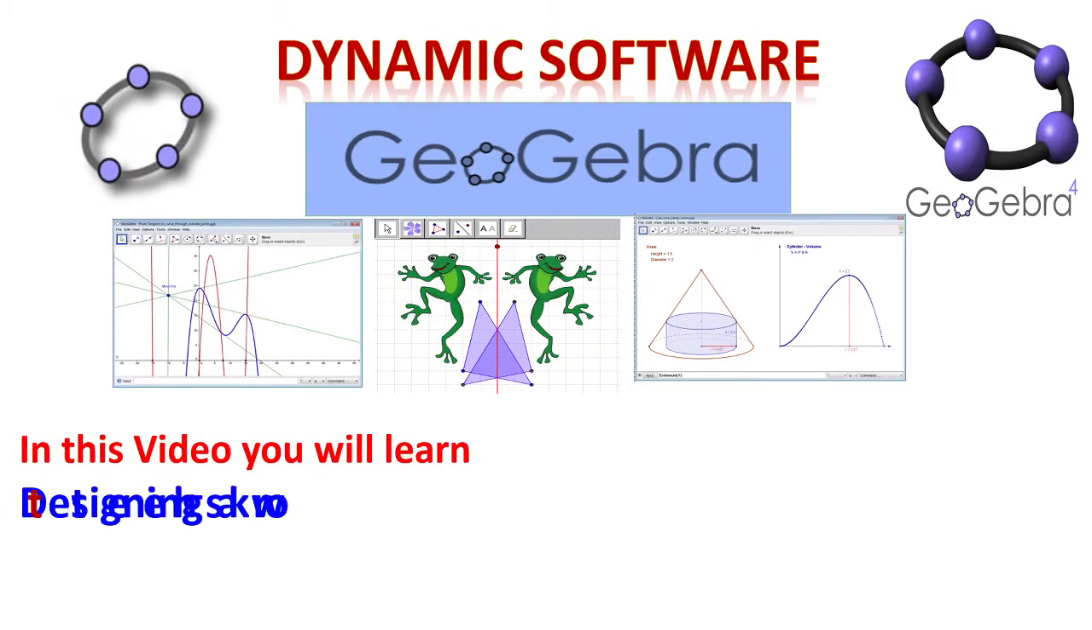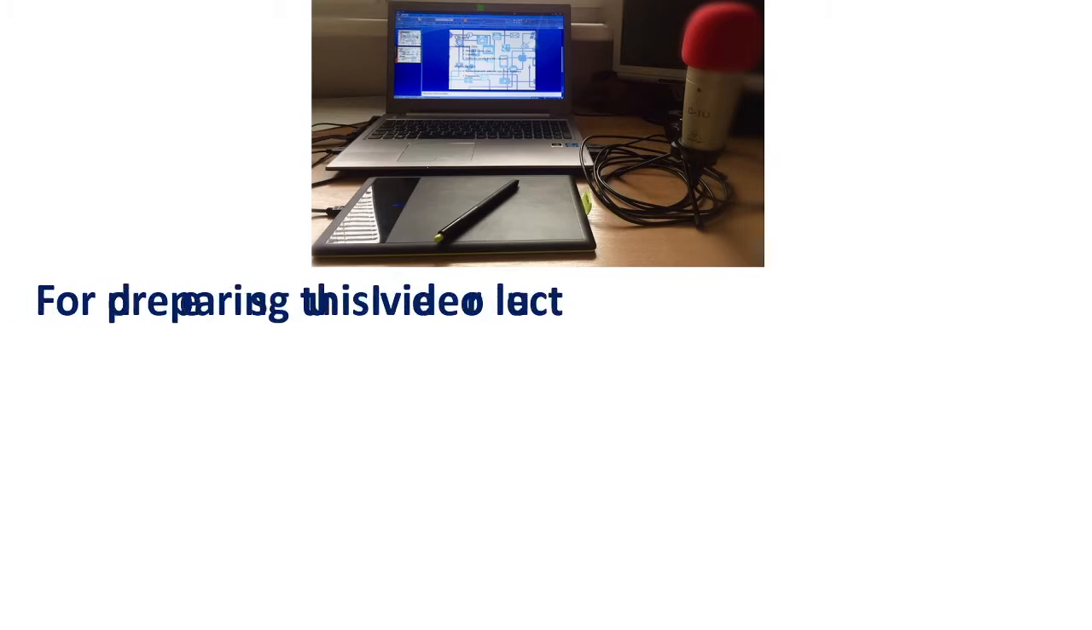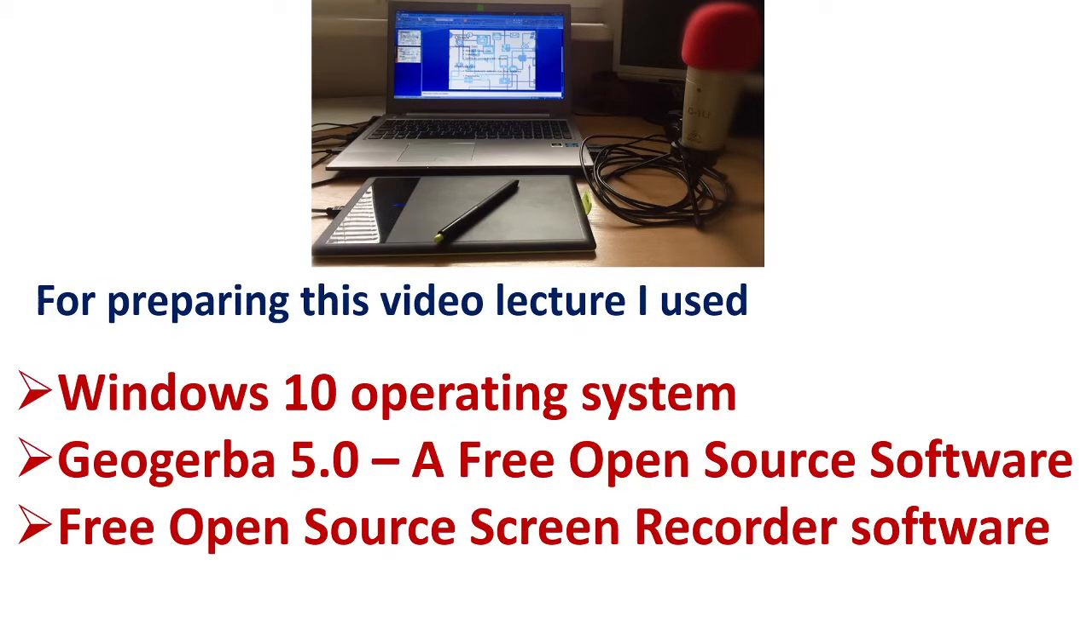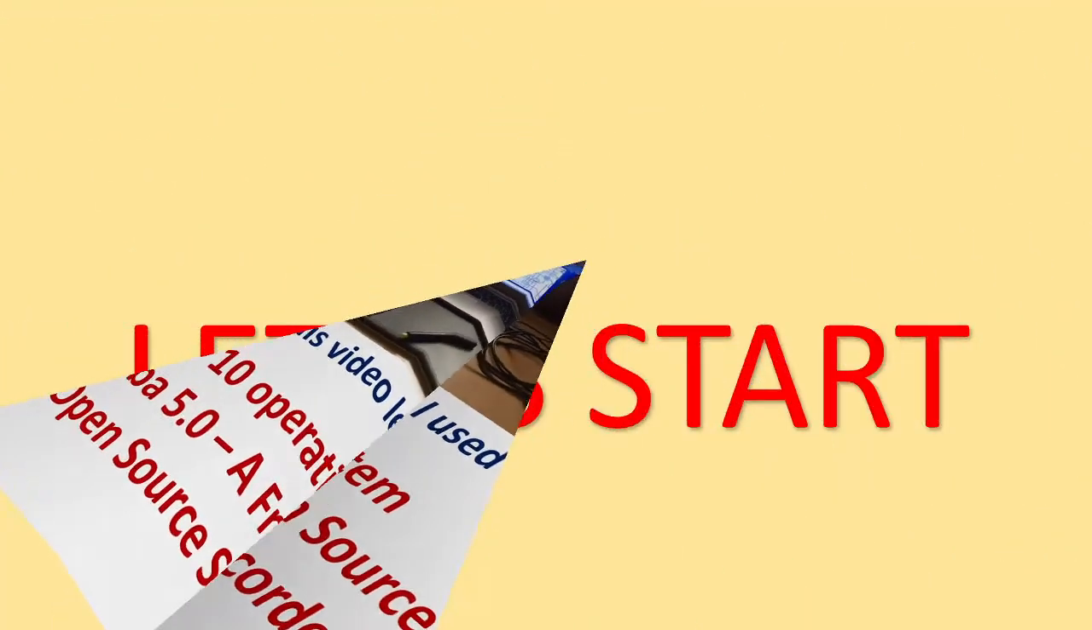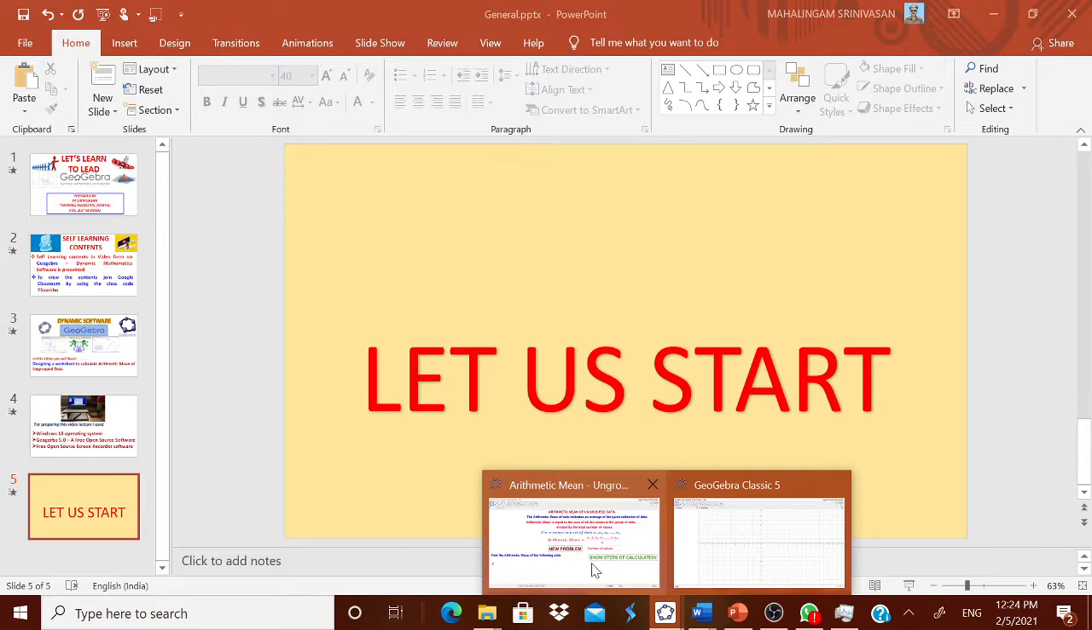In this video, you will learn designing a worksheet to calculate arithmetic mean of ungrouped data. For preparing this video lecture, I used Windows 10 operating system, a licensed version, GeoGebra 5.0, a free open source software, and free open source screen recorder software. Let us start. Let me show you what type of worksheet we will be designing.